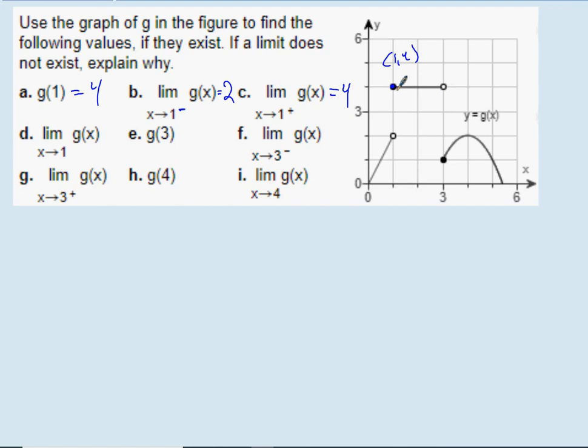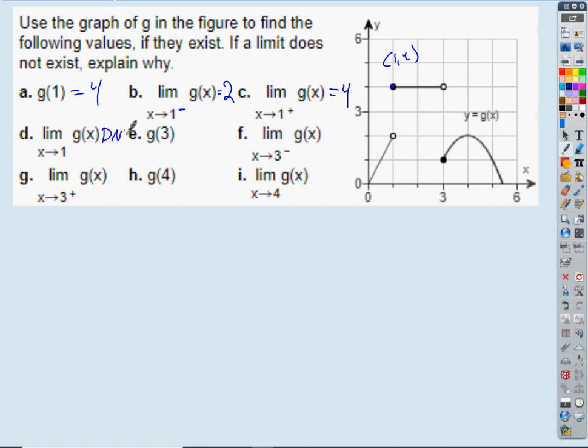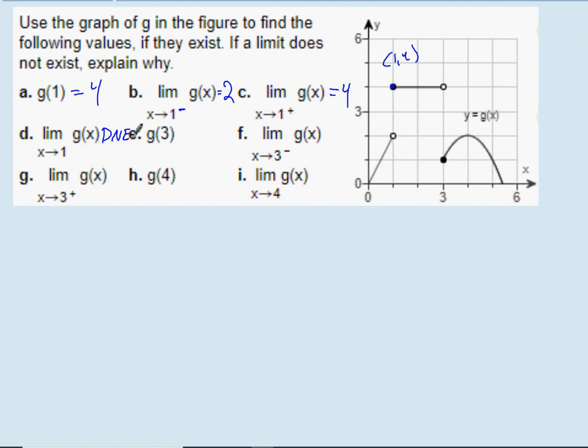What's the limit of G of x as x approaches 1? Good. Doesn't exist, does it? Because the one-sided limits from the left and the right don't agree. So that's DNE. Does not exist. What's G of 3? Okay, good. Lots of 1s. Perfect. There's a solid endpoint, so we know that's where the function is actually defined. So G of 3 is 1.